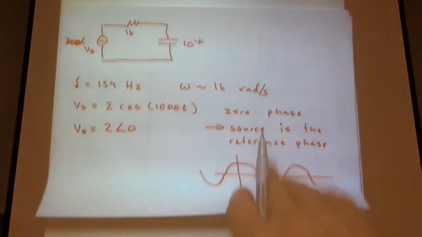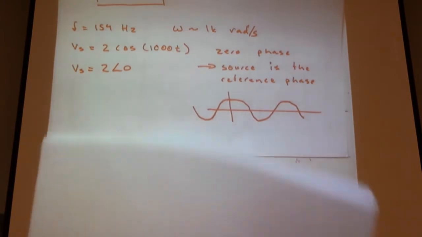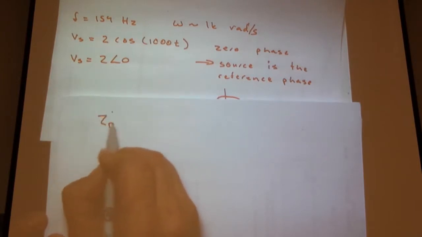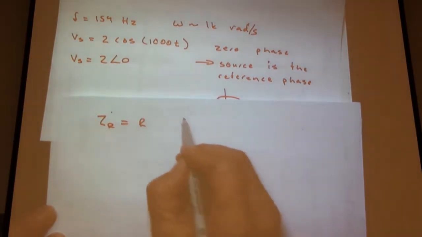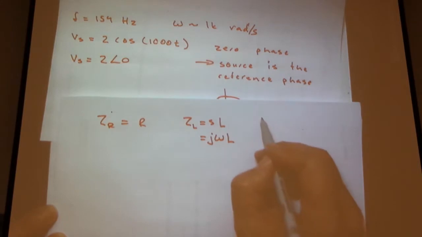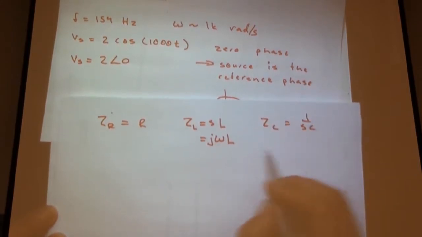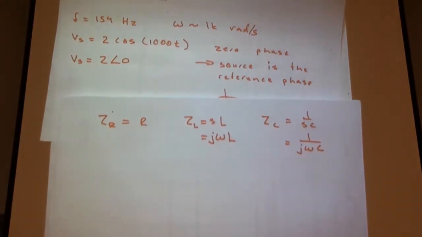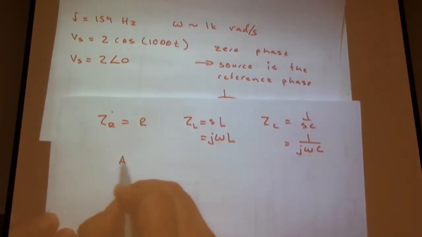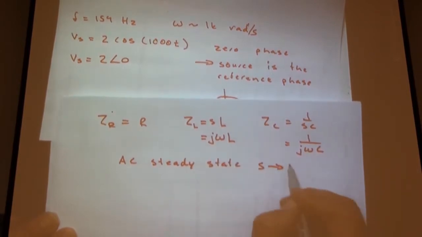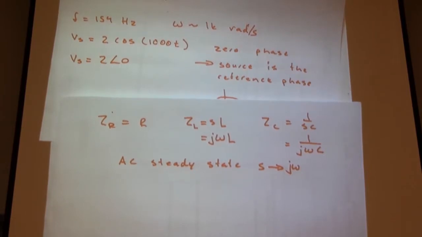So, what's our impedance of our circuit? Well, again, something we're probably familiar with, but we have ZR equals R. We had ZL equals SL equals J omega L. And ZC was 1 over SC, which becomes 1 over J omega C. So these are the guys we're looking at now, with the caveat that in AC steady state, S goes to J omega. And we know omega is 1,000, we already discussed that.